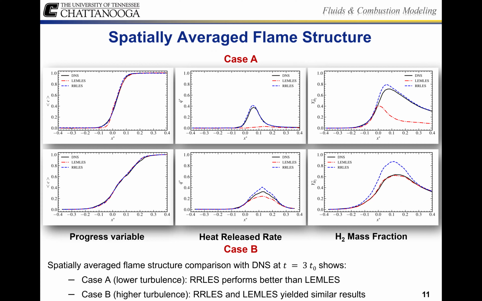And that's what we expected to see. So we're not disappointed. For once, we're not disappointed to see a pretty bad result. But case B, higher turbulence, it picks back up, and it actually does a really good job. They all three do a really, really good job. Of course, you see that LEMLES still underpredicts a little bit, and RRLES overpredicts. But overall, in the scheme of things, they're still pretty similar.